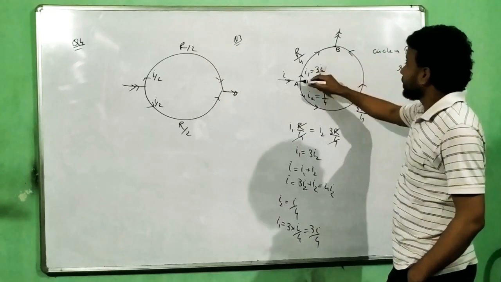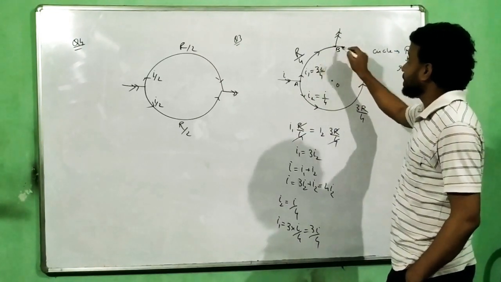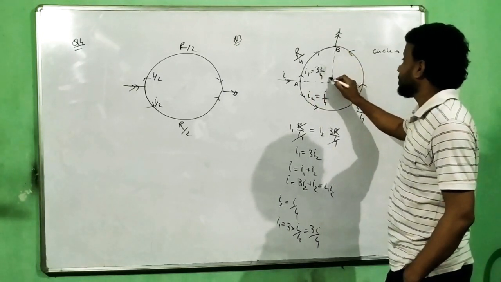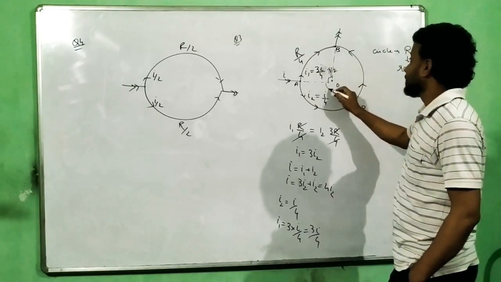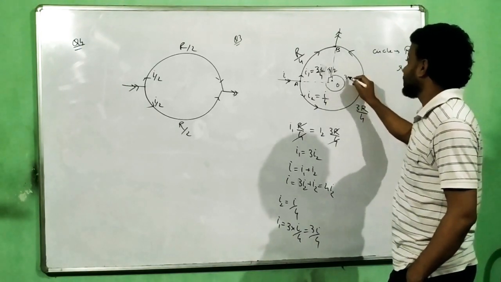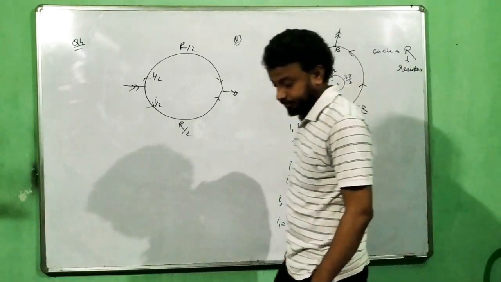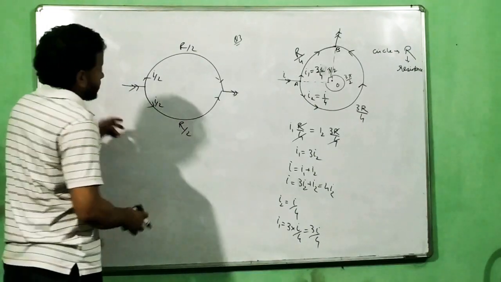One is A to B clockwise, the other is A to B anti-clockwise. How much angle is made by the AB segment? The AB segment makes an angle of pi by 2, whereas this one will make an angle of 3 pi by 2. Correct? So what is the answer?